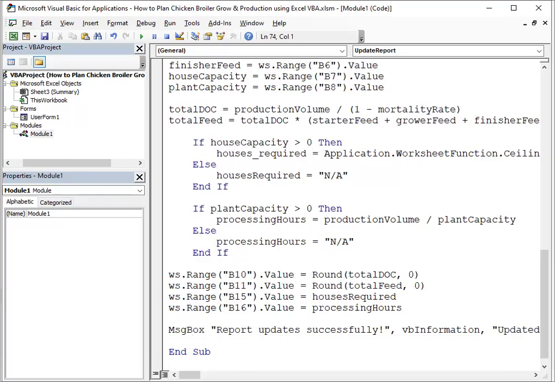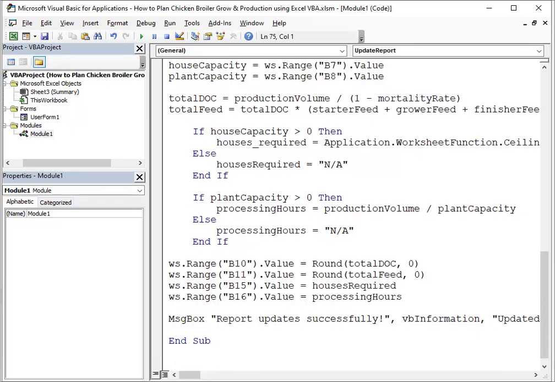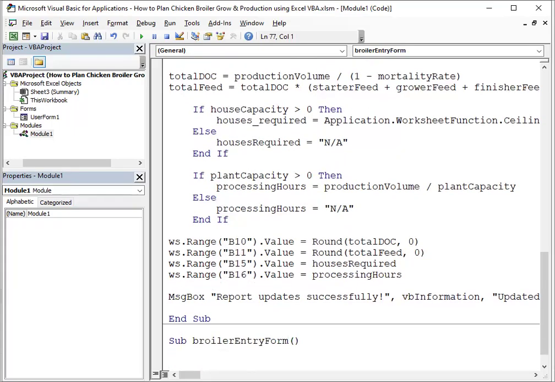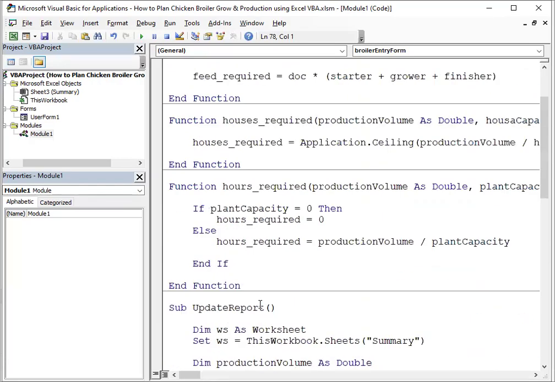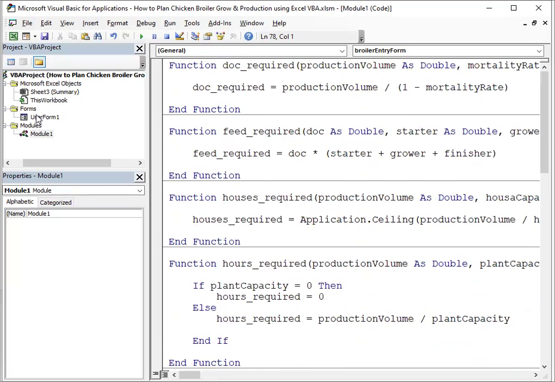What I'm gonna do next is add a macro. Remember the entry form? We're gonna put a macro in that entry form. So it's gonna be Sub broiler entry form. This is simple. Just say UserForm. Since there's only one user form, we're gonna say UserForm1.Show. We're just gonna open it and then End Sub. That's it for our Module 1. And the next one would be the user form.